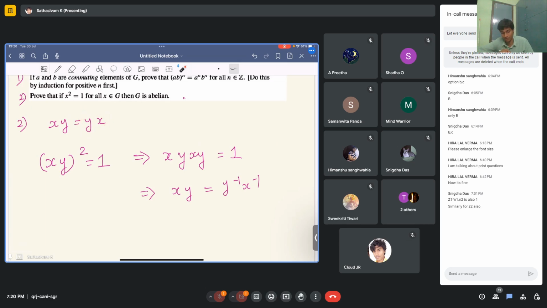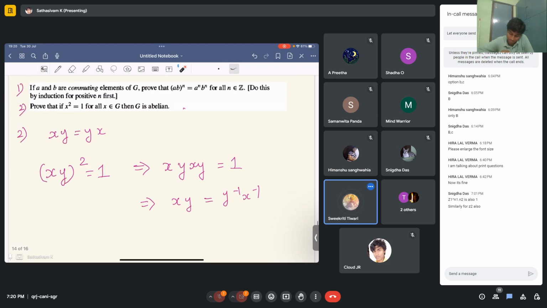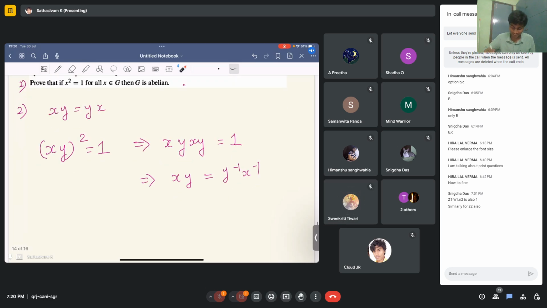So what to do now? If you figure out what to do, then it's nice. You have already seen this. Sir, from the question we can say that x is the inverse of itself, because x square is equal to 1, and 1 is the identity, right? So then y inverse x inverse should be equal to yx. Yeah, that's all. You're right.